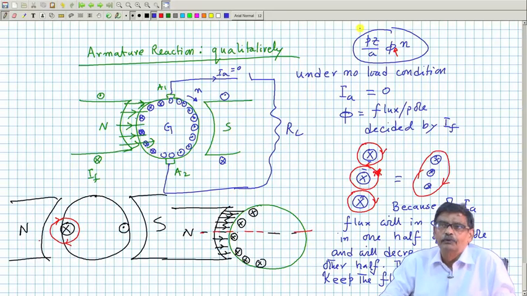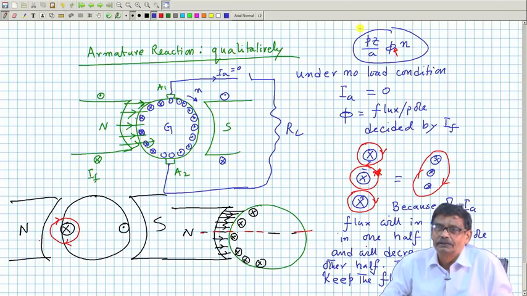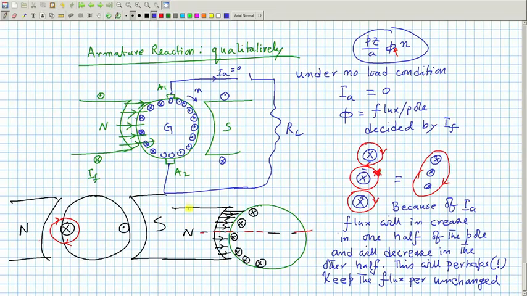The next statement I am going to make is the increase in flux in one half will be always less than the decrease in the other half. So, that effectively there will be a net decrease in flux per pole. Why I am telling that? It is because here whatever will be the flux produced will be decided by, in the upper half, the MMF of the field coil and the MMF of this armature conductor here, and it is carrying rated current.